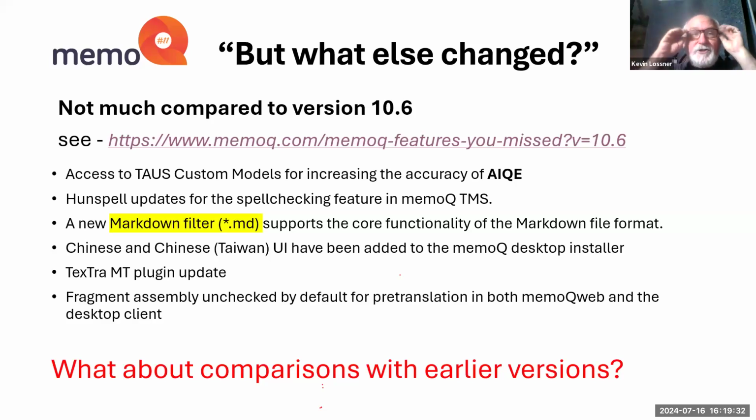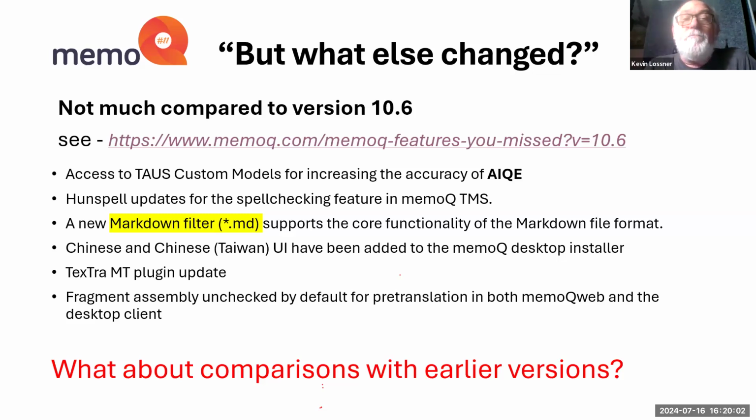So what else changed? Well, here's the complete list that I determined to be relevant to freelancers. It's actually not the same as the freelancer list that will be shown to you on the page because for some reason they classified the last item as being something that's only of interest to LSPs. I beg to differ. Freelancers use fragment assembly too. Well, let's just read through the list together.